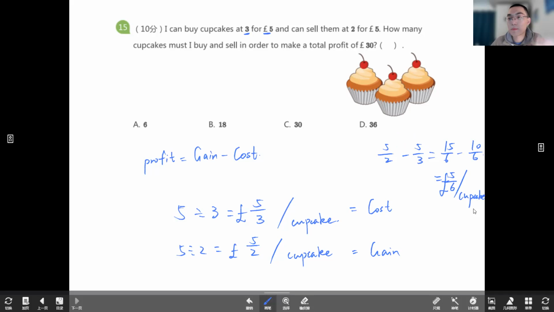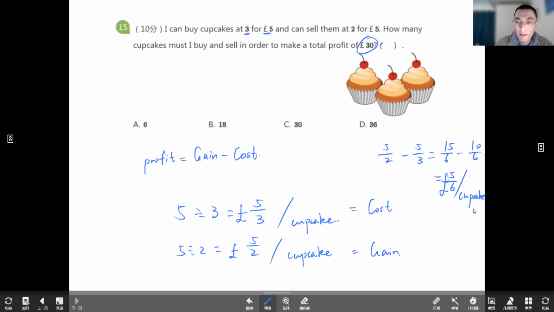Okay. Right now, what I'm saying is method number 1. I will show you how to do it in method number 2. For method number 1, the final step is we want the total profit to be £30, and we know that we make 5 over 6 pounds for every cupcake. And then how many cupcakes do we need?